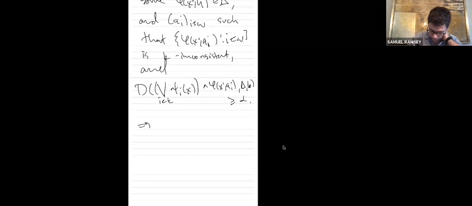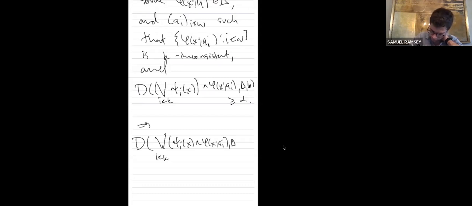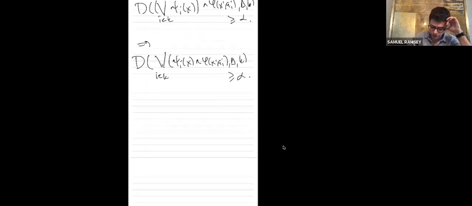That's of course true just in case the disjunction of all of the conjunctions of psi and phi are true. So that implies that D of the disjunction over all I less than k of psi x and phi x ai, delta k, is at least alpha. This is just propositional logic. Then by induction, this implies that the max of j less than k, just to avoid conflict, I should have said that here, using I in two different ways.